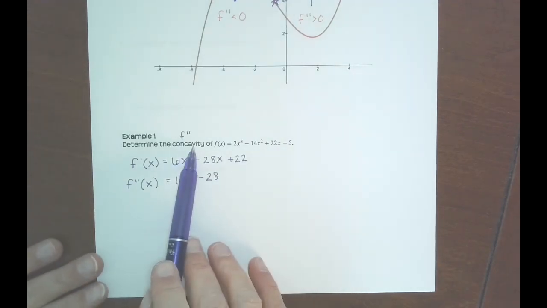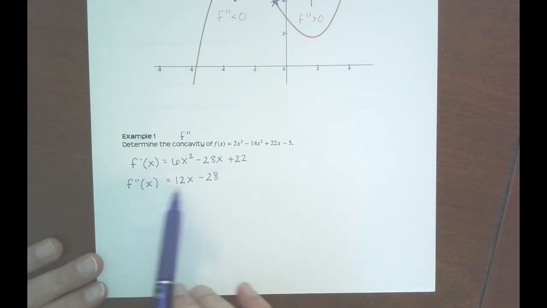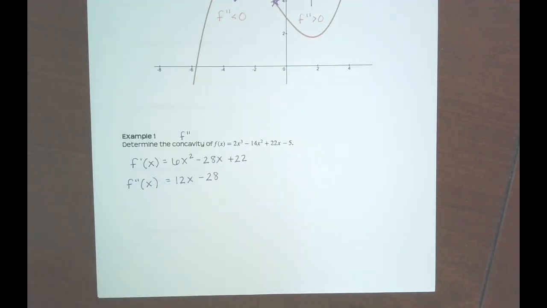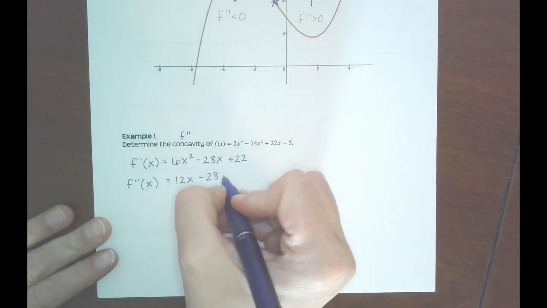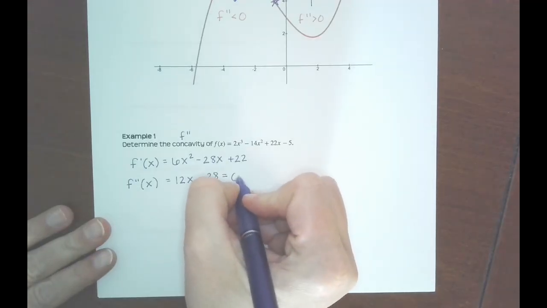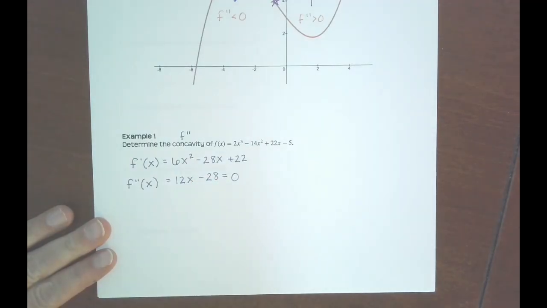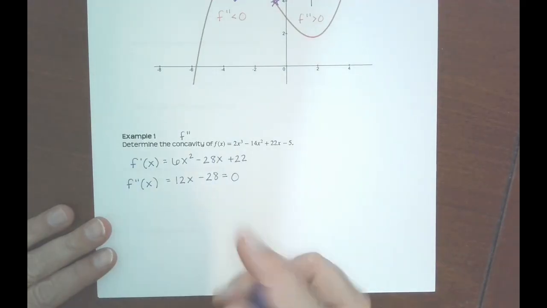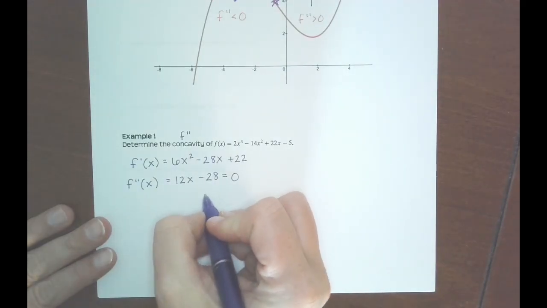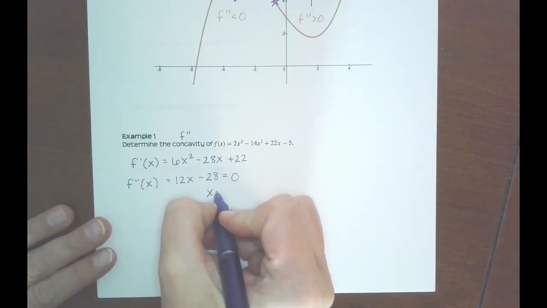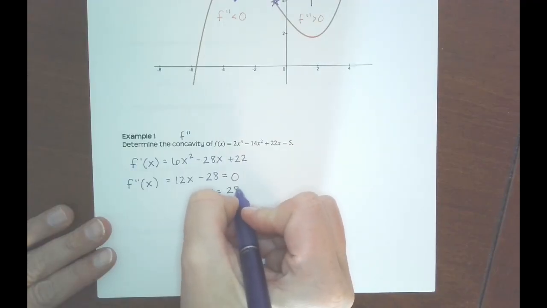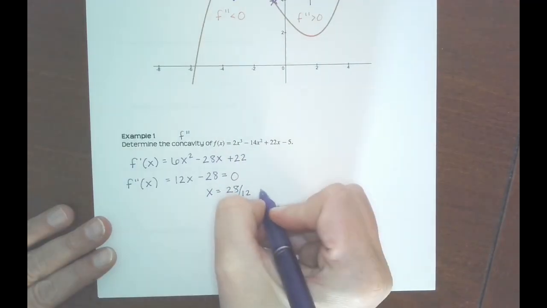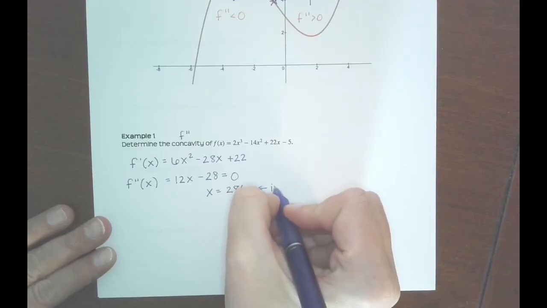Before I can determine where I'm negative and where I'm positive on my second derivative, first I need to find that point where it changes, the inflection point. So I'm going to set my second derivative equal to 0 and solve this. Now this doesn't work out super nicely, but I'm going to add the 28 to the other side and divide by 12, and I end up with x is 28 over 12. That is my inflection point.